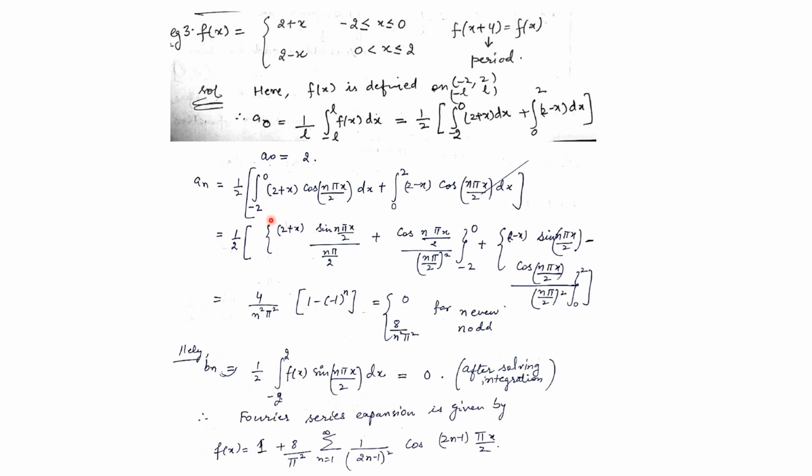Now here in this case, the integration will split into two parts. From minus 2 to 0, the value of the function is 2 plus x, and from 0 to 2, the value of the function is 2 minus x. So an will be 1 over half of the period, which is 2, and the integration from minus 2 to 2 will be split into two. Simplify these integrations, we will get the value of an, similarly get the value of bn, and substitute in the main series the values of a0, an's, and bn. We will get the Fourier series expansion of this function.